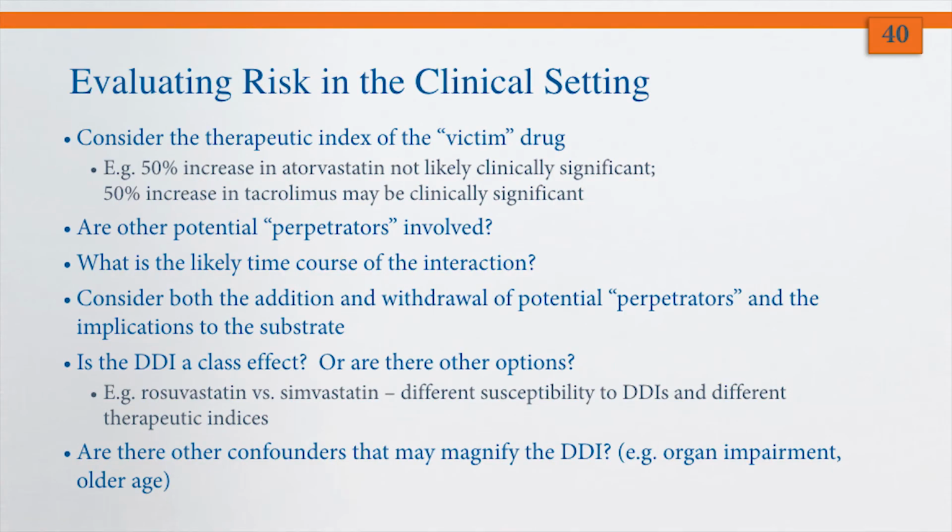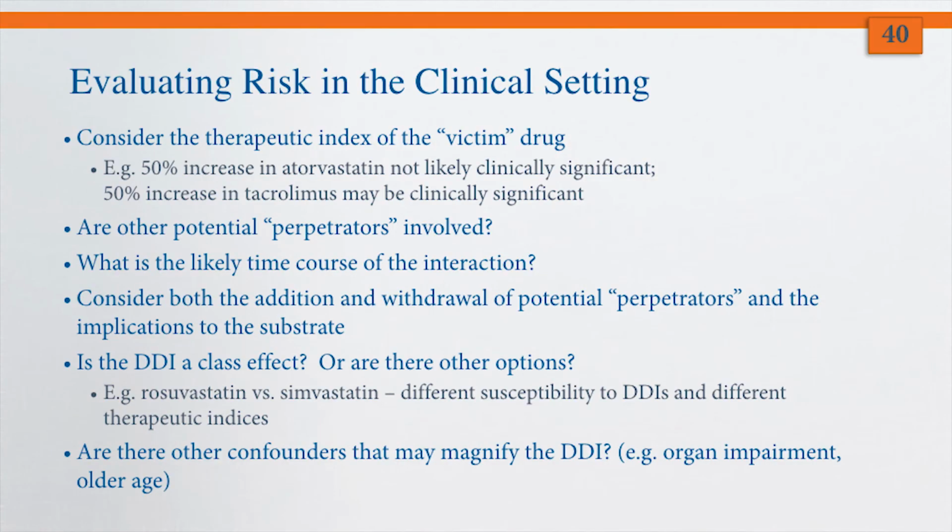When evaluating the risk in the clinical setting, we have to think primarily about the therapeutic index of the victim drug, or the substrate in this case, because a 50% increase or decrease in exposure doesn't mean the same thing for every drug. For instance, we wouldn't consider a 50% increase in atorvastatin a very clinically significant increase. It's got a relatively wide therapeutic index, versus a 50% increase in tacrolimus, for instance, which is used for organ rejection. Notably, it causes nephrotoxicity, so a 50% increase could be clinically significant.